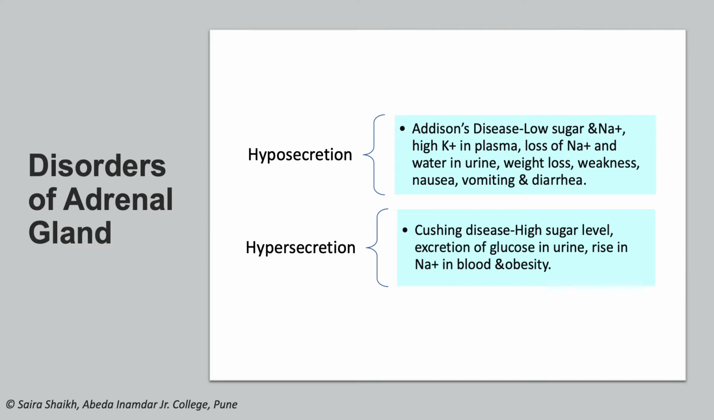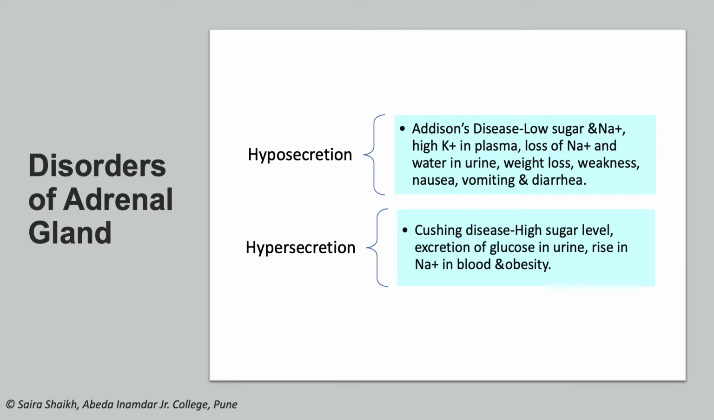When the adrenal gland becomes either overactive or underactive, disorders are produced. Because of overactivity, the hypersecretion condition is produced, and during that time, Cushing disease is formed. During the hyposecretion of the adrenal gland, the disease produced is called Addison disease. Now first, we'll study about Addison disease.